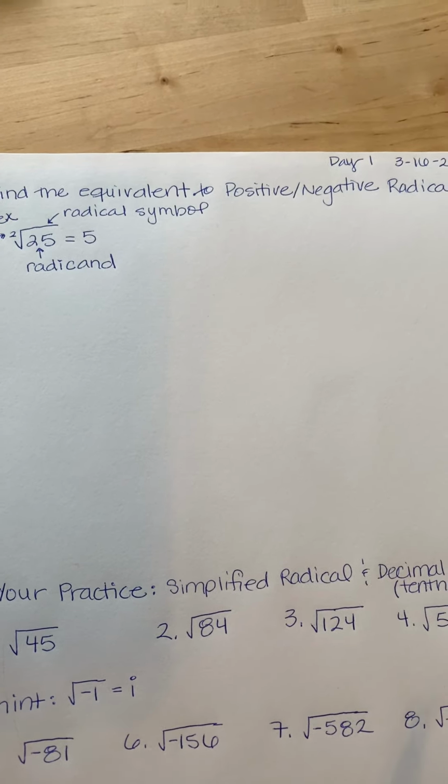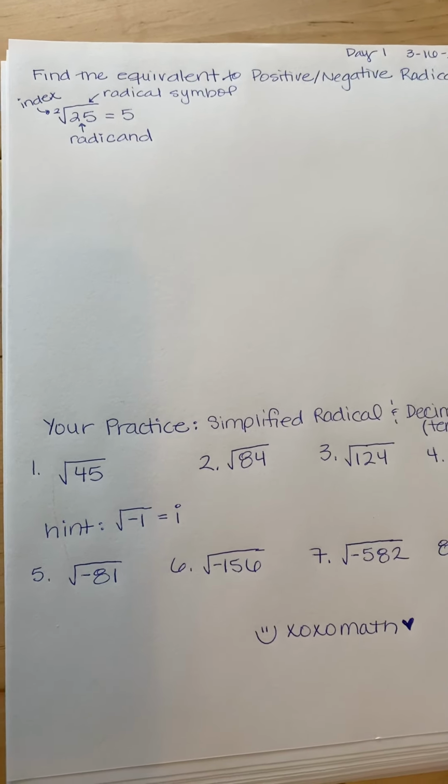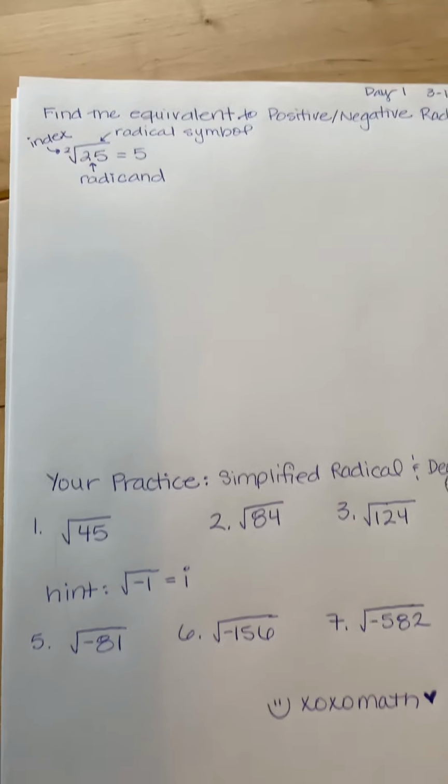Okay, we're going to find the equivalent to positive and negative radicals. We're going to find the simplified radical as well as the decimal to the tenth place. You can do hundredths, it's fine. Just make sure you follow your rounding rules. Okay, so here we go.